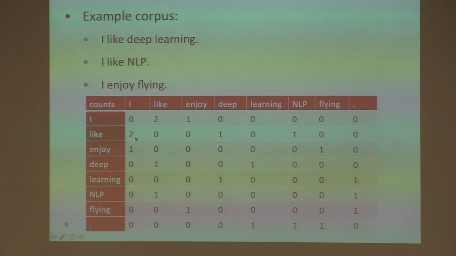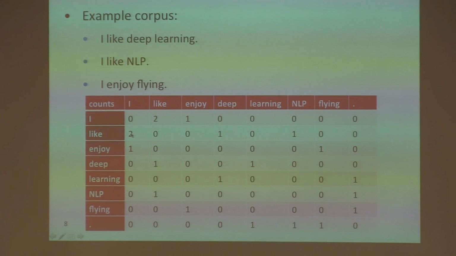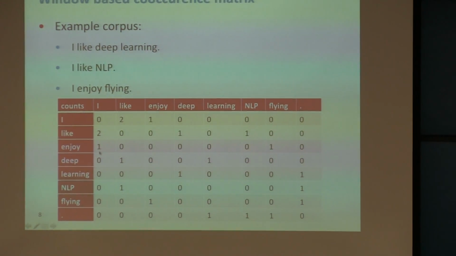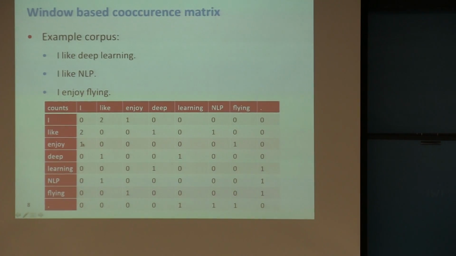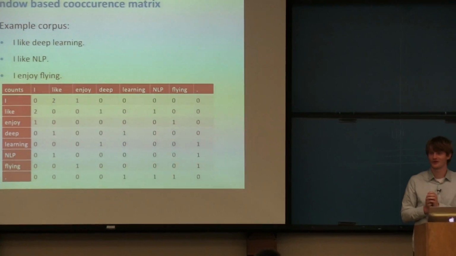And for like, like has in its neighborhood and in its context windows twice the word I, once the word deep, and once the word NLP. Right, so like here, NLP and I, deep and I, and so on. So we can basically go through the entire corpus, and for each word find what are the words to the left and to the right, and we keep a count. Fairly straightforward. Are there any questions about this so far?